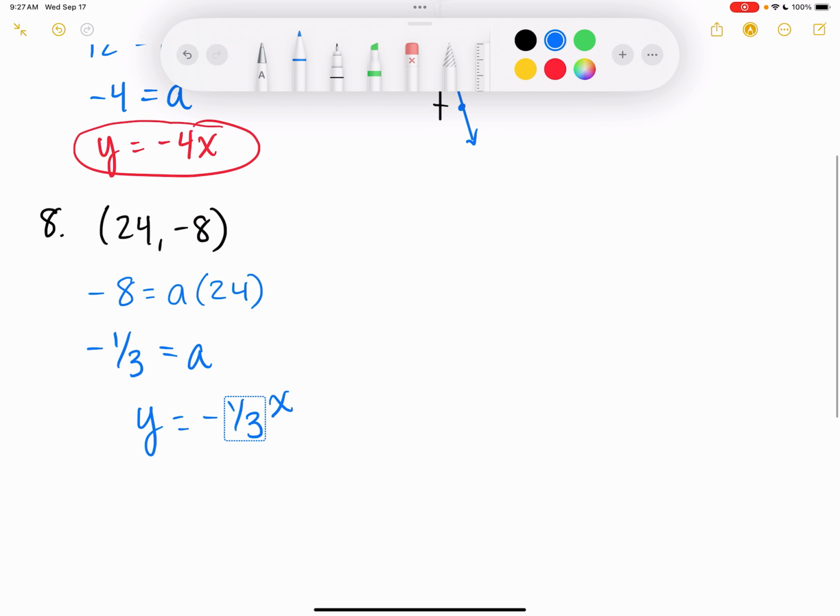What is this graph going to look like? It's going to be falling. What does the slope tell me I'm going to do? Down 1, right 3. Yep, down 1, right 3. So we have an intercept at 0, down 1, right 3, or up 1, back 3.